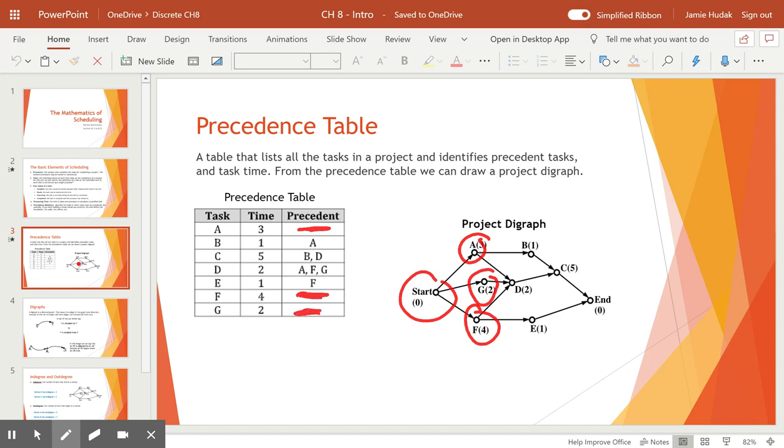Once task A is done and task G is done, then we see that task D requires A, F, and G before you can start it. So if just task A were done and task F were done, that would not be enough to start task D. You still need task G to be done. All 3 of them are required.